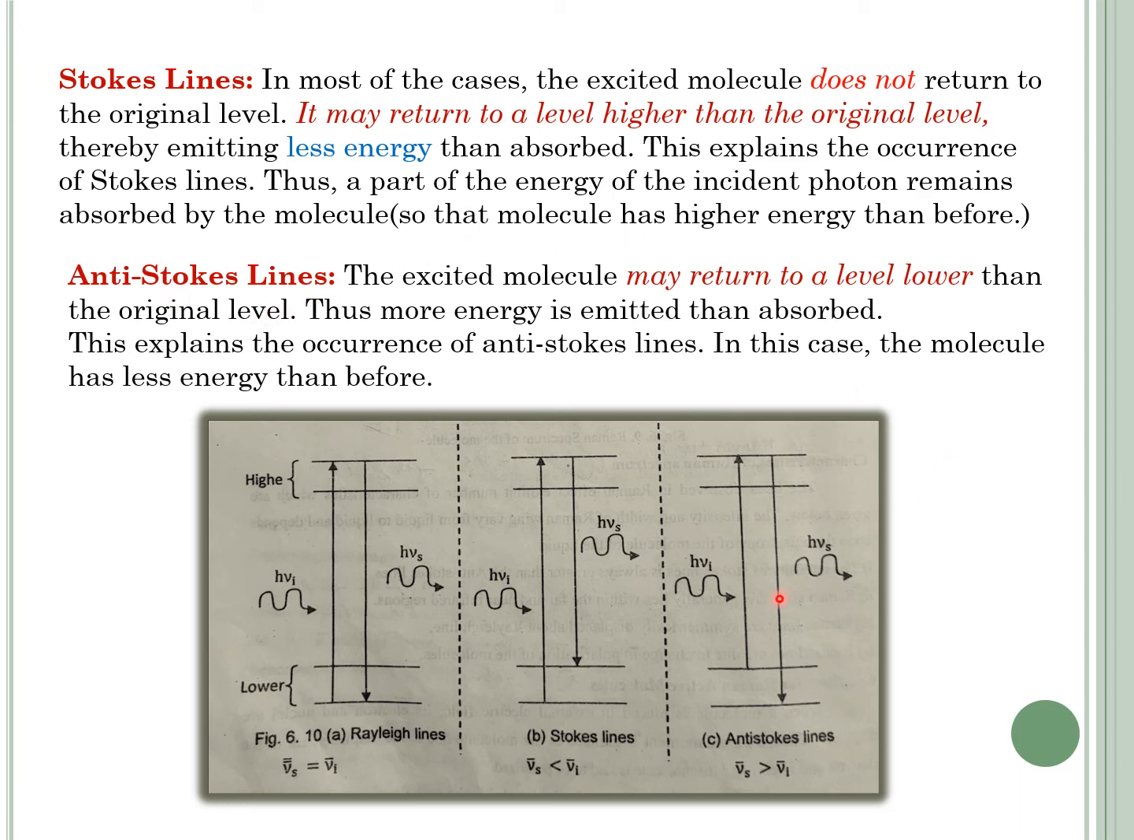Now see the example of the anti-Stokes line. Here the excited molecule may return to a level lower than the original level. So here more energy is emitted as compared to the absorbed energy. This explains the occurrence of anti-Stokes lines. In this case, the molecule has less energy than before.